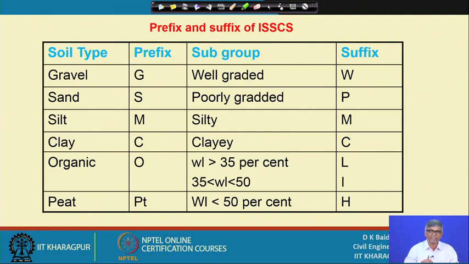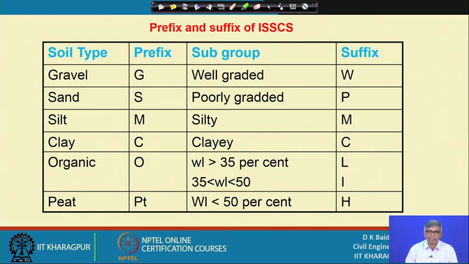Basically we are using the first letter for gravel, sand, clay and organic. Only for silt we are using M, and for peat, instead of one letter we are using two letters, P capital and T small, abbreviated. And for the subgroup letters, well graded is generally W, taking the first letter only, poorly graded is P, and silty is again M, here also M is used to represent silty, and clay is C. So, here the C represents the clayey subgroup.